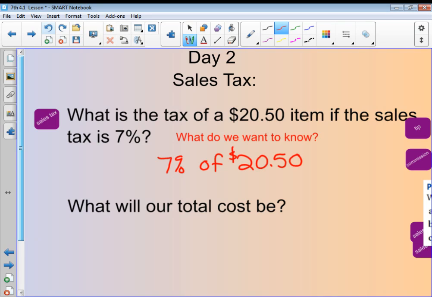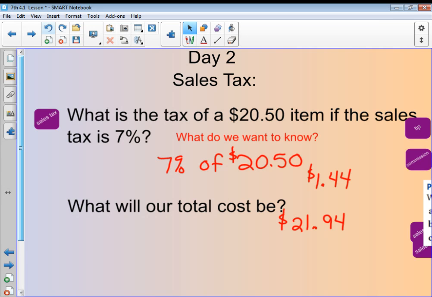Okay, so here you should have ended up with $1.44 if you rounded it correctly. If you had $1.43, close enough, but realize that it was 1.435, and that 5 would tell the 3 to go up to a 4. Then your total cost would have been $21.94. So you're going to pay almost $22 for that item that was $20.50. Okay, so that's working sales tax.